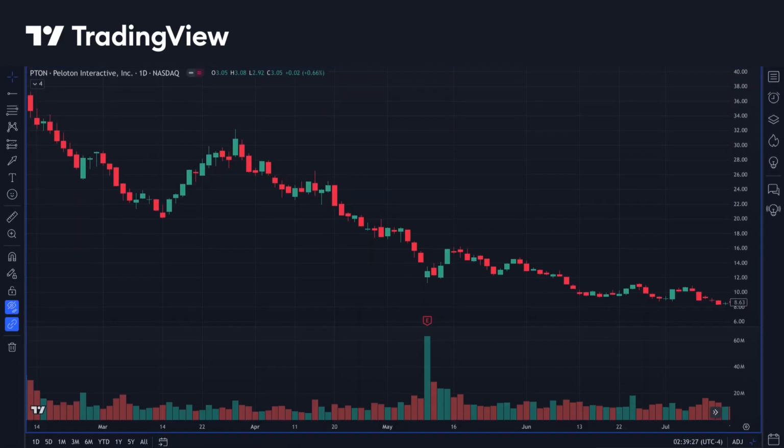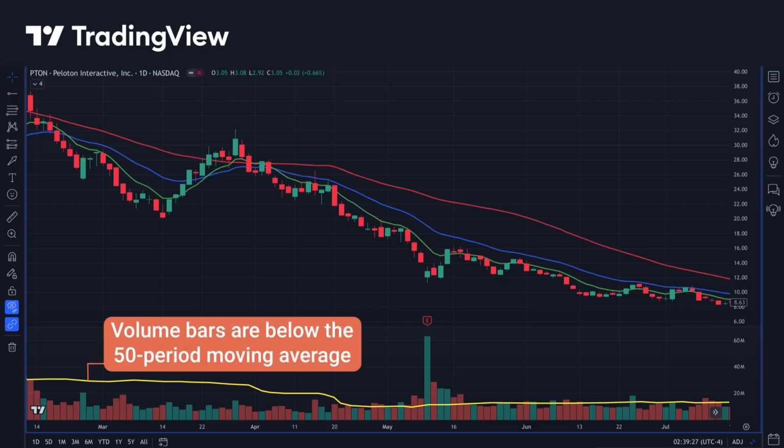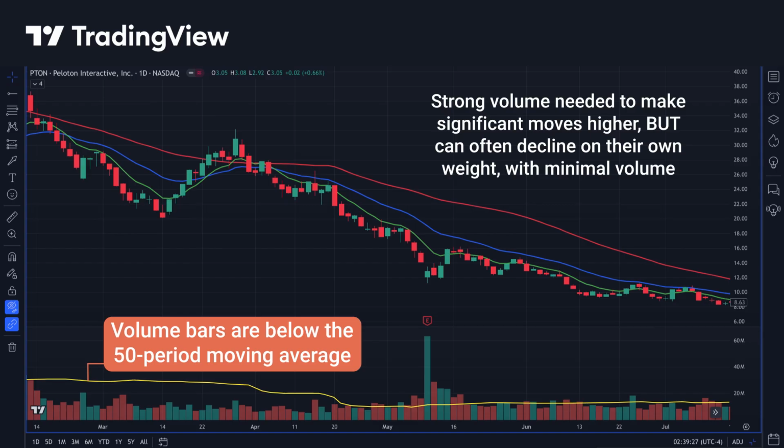Now let's look at the daily chart of Peloton, a NASDAQ-listed manufacturer of home fitness equipment that exploded higher during the COVID pandemic, but swiftly reversed into a long-term downtrend thereafter. On this chart, notice how the volume bars are consistently below the 50-period moving average during the decline. While this light volume does not necessarily suggest a potential trend reversal on its own, it does align with another key concept. Stocks, cryptocurrencies, and other assets need strong volume to make significant moves higher, but can often decline on their own weight, even with minimal volume.